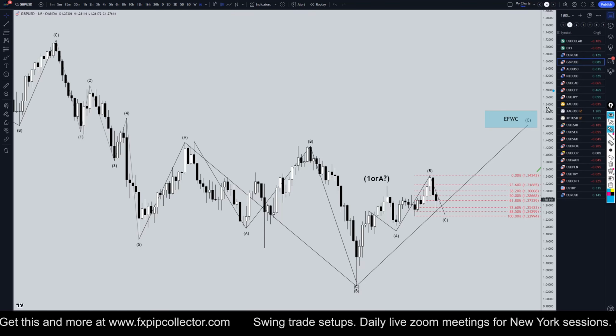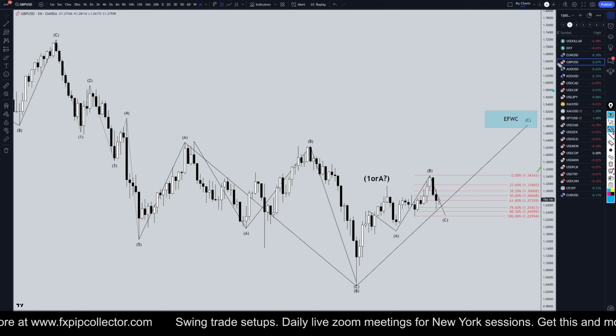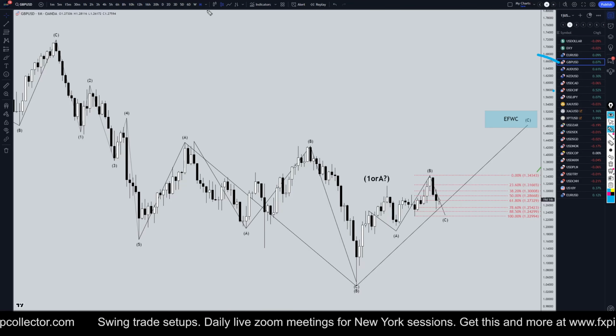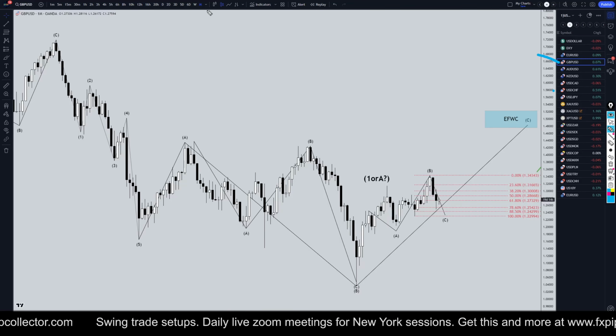Today is Thursday, December 12th, and I'm going to be analyzing the pound US dollar, starting on the monthly, working my way all the way down to the 1 hour time frame for the full top-down analysis.